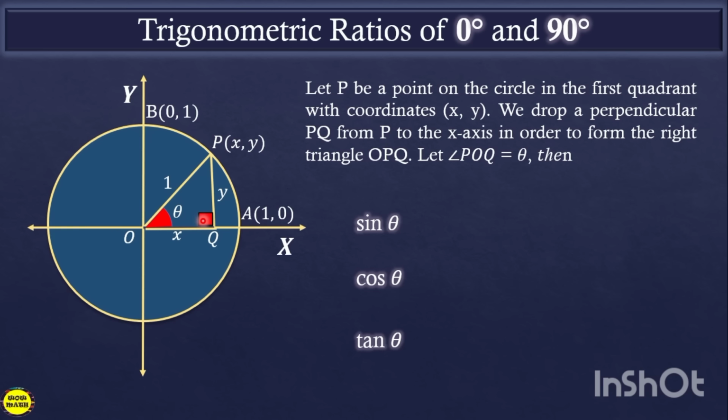So, let us use angle POQ as your theta. So, ito po yung ating angle. So, dito tayo magbibase ng sine, cosine, tangent. Okay. So, this is your angle POQ with your theta. So, now, given your sine theta, so your sine is opposite over hypotenuse. So, this is your angle opposite. Your opposite is y. Your hypotenuse is 1.